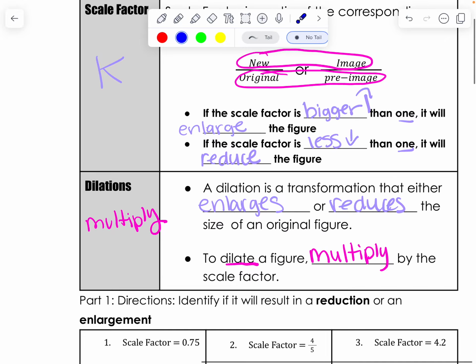Okay, dilations. With dilations, the new figure can get bigger or smaller. But the only thing that you're going to do to dilate a picture or figure is multiply by your scale factor. You will never do any other operation but multiply, even if the picture gets smaller. All right, go ahead and pause the video if you need to fill in your blanks on your notes.